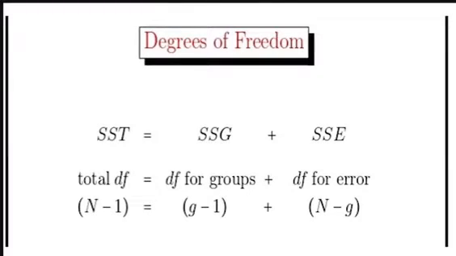The degree of freedom for total is going to be N minus 1. The degree of freedom for group is going to be G minus 1. The degree of freedom for error is going to be N minus G.